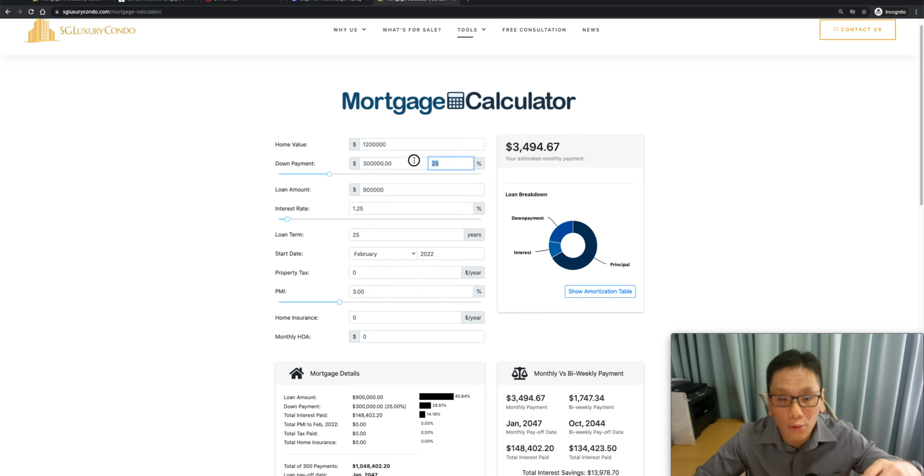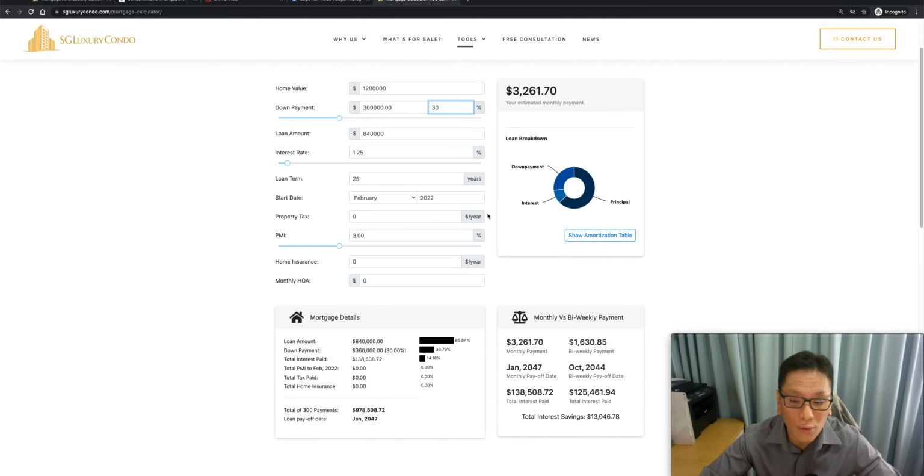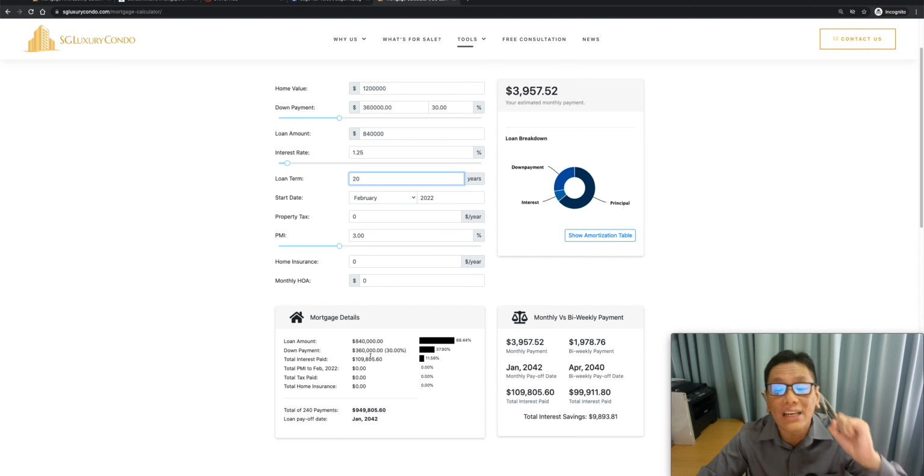So maybe you want to do more down payment, 30% down payment. Your monthly repayment will also change. And at the end, you will also be able to see from here what is the total loan amount you want to take, and more importantly, what is the total interest that you paid. Of course, by taking a shorter loan tenure, let's say I change 25 to maybe 20 years, you will see that the total interest you paid is even lesser. Very important for investors, play around with these numbers.